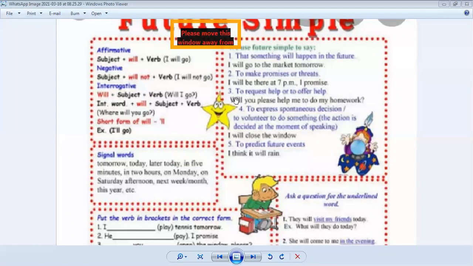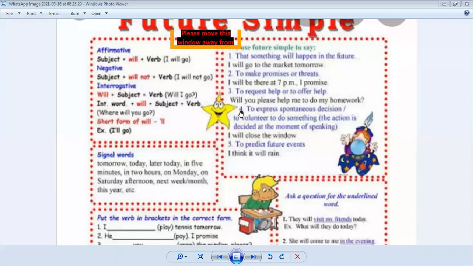Number 3 is to make a request, or to offer help to anyone. For example, will you please help me to do my homework?